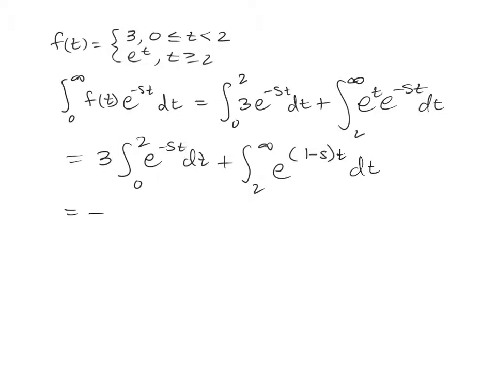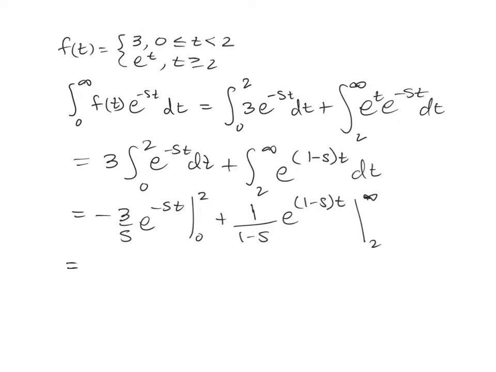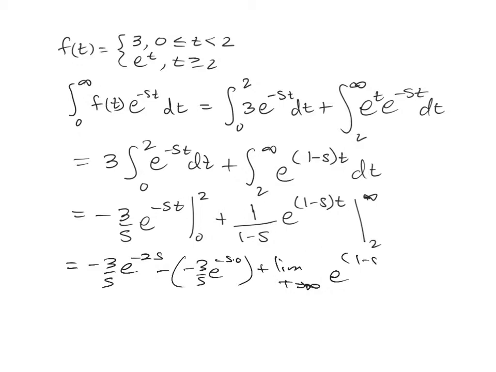And then a quick substitution, we've got negative 3 over s, e to the negative st, from 0 to 2, plus 1 over 1 minus s, e to the 1 minus s times t, from 2 to infinity. All right, and then from there, we can now evaluate this. So that's going to be negative 3 over s, e to negative 2s, minus negative 3 over s, e to negative s times 0. Back here, this is a limit. Limit as capital T goes to infinity of e to the 1 minus s times capital T divided by 1 minus s. And then minus 1 over 1 minus s e to the 1 minus s times 2.